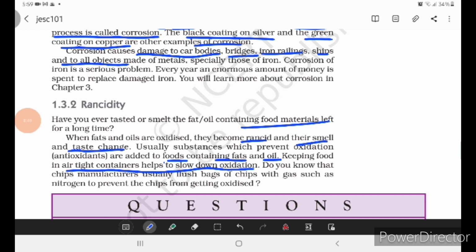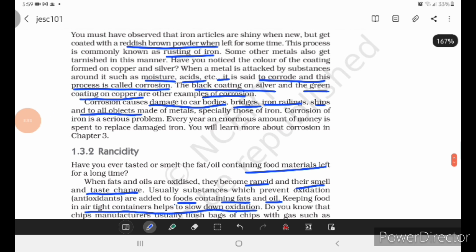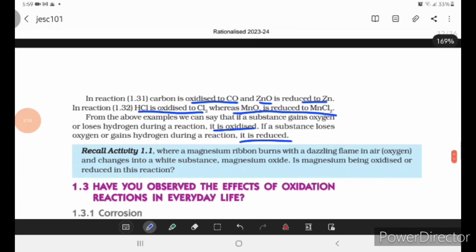Okay, so this is the end of the chapter. We have completed the chapter in different parts.